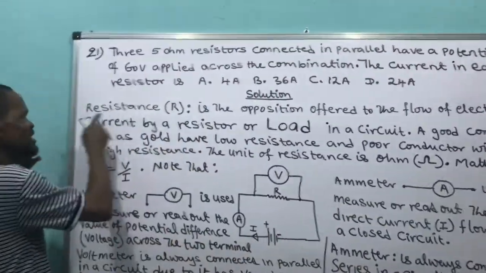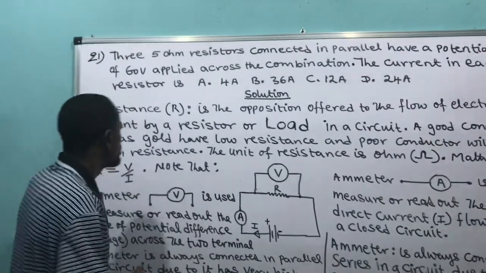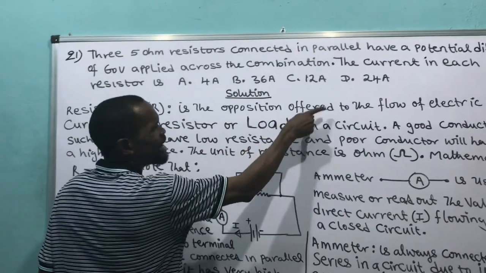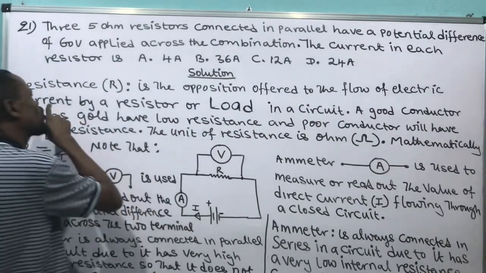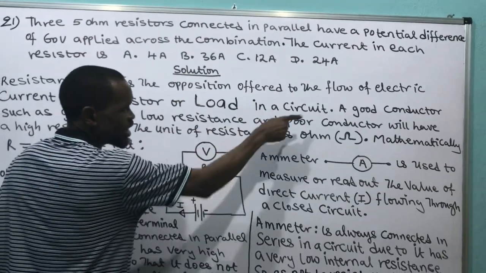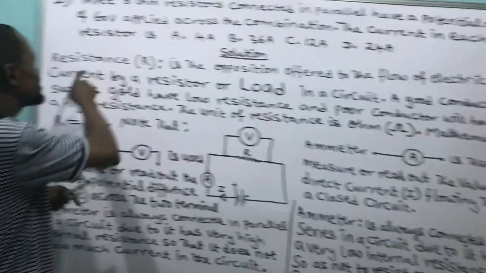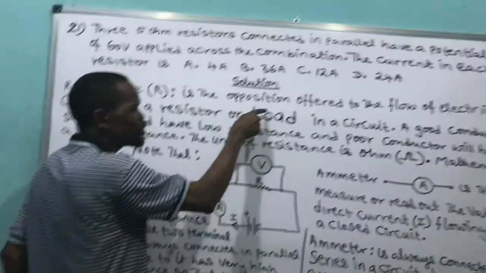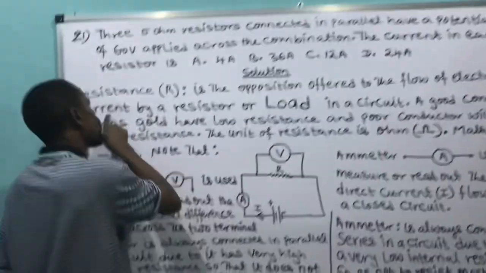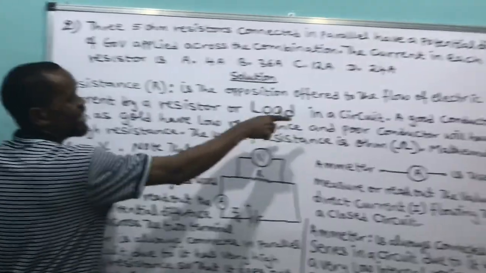We come to resistance, because we mentioned resistance in the definition of ohms. We say resistance R is the opposition offered to the flow of electric current by a resistor or load in a circuit. I said a resistance is the opposition offered to the flow of electric current by a resistor or load in a circuit.